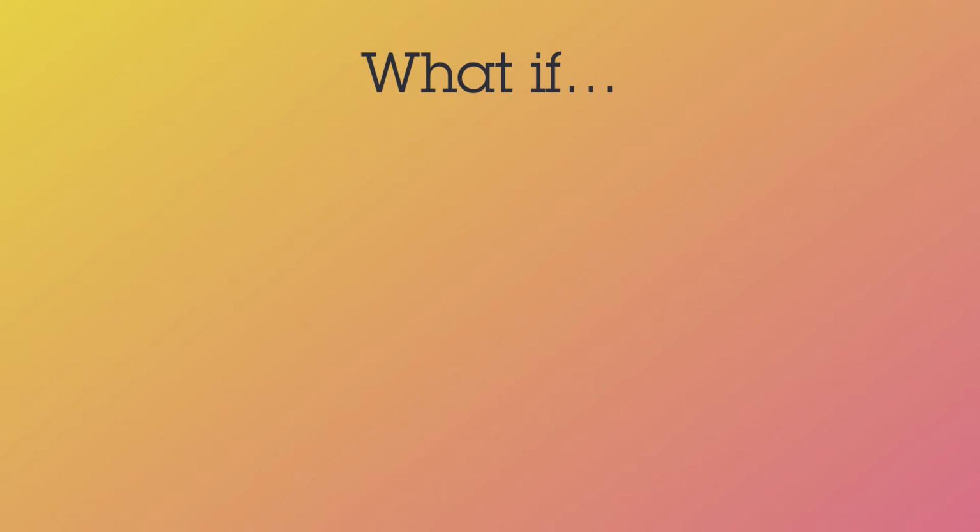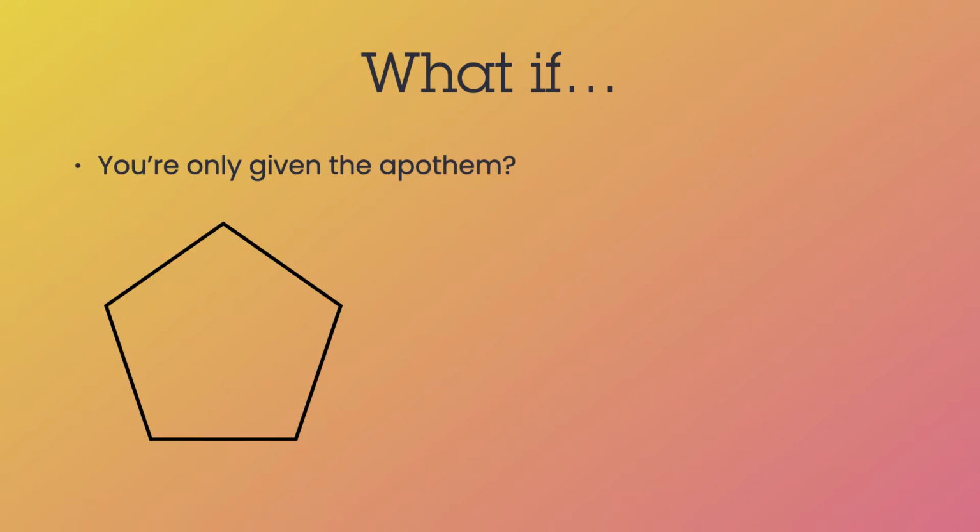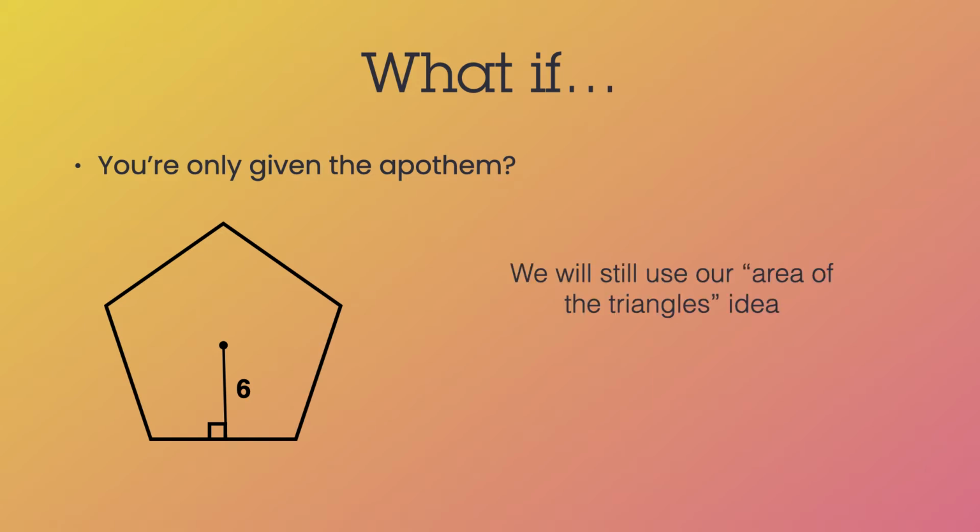But what if you're only given the apothem? We have an apothem of 6 here, and that's all. We know it's a pentagon, and we don't have any other information. But we can still find the area. We'll still use that area of the little triangles idea, but there's going to be some work to do first.